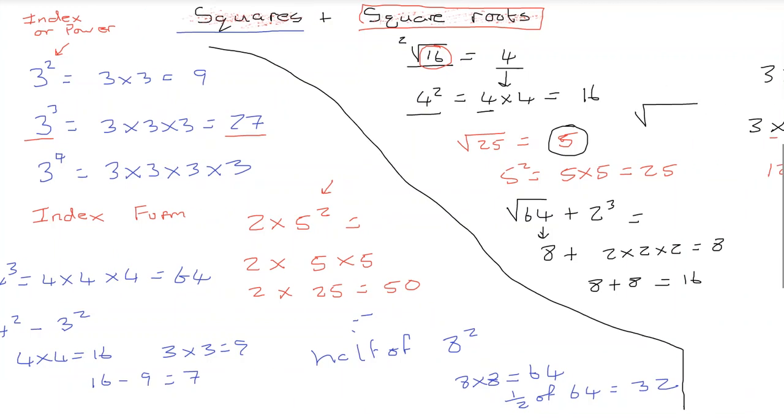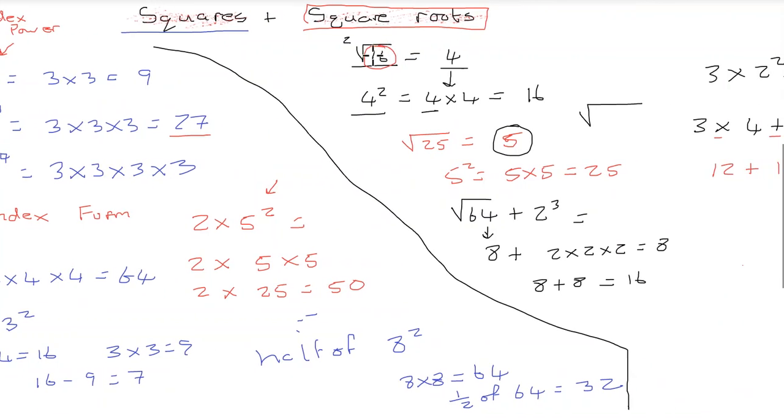When we talk about the square root, we're talking about this symbol here. An example is the square root of 16, which is equal to 4. What you're looking for is the number that, when you multiply it by itself, will give you this number. So 4 multiplied by 4 is equal to 16.